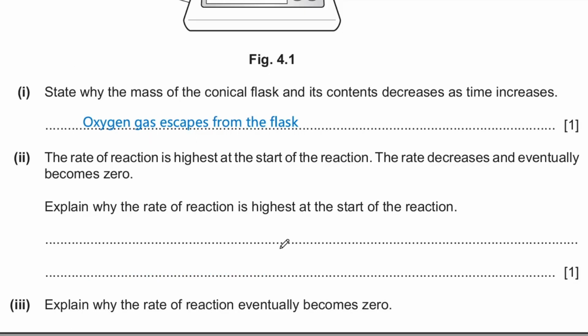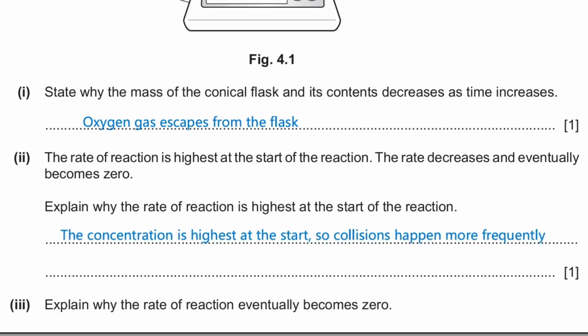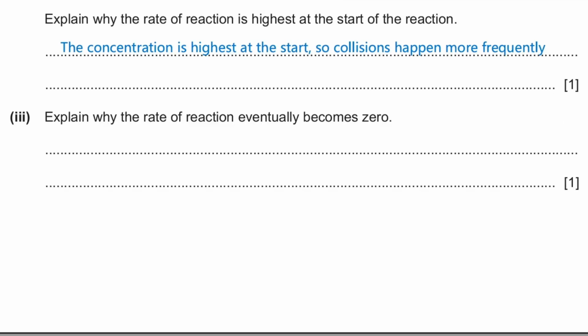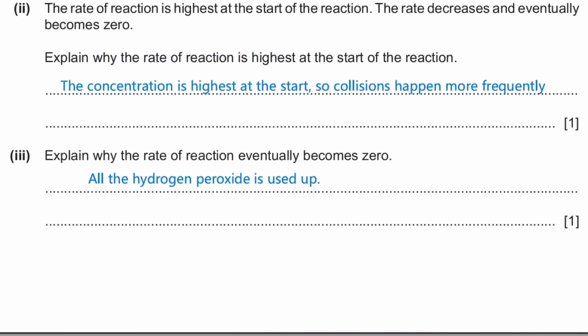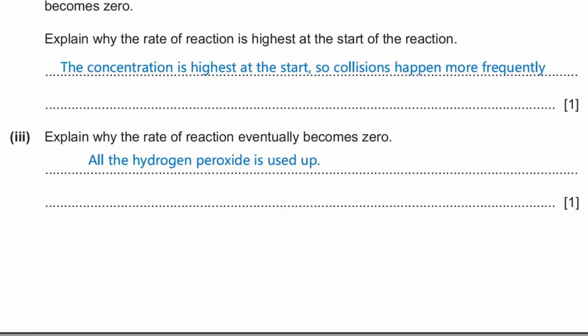Next, why is the rate highest at the start? The concentration is highest at the start, so collisions happen more frequently. And the more collisions, we know, the faster the rate of the reaction. And that is why the rate is highest at the start. Next, why does the rate become zero? All the hydrogen peroxide is used up. So there is no more hydrogen peroxide to react. So the reaction rate eventually becomes zero.